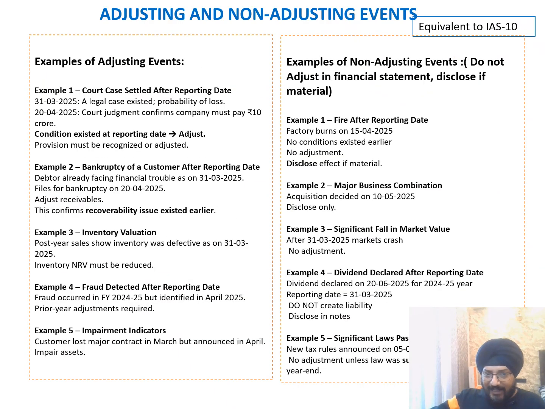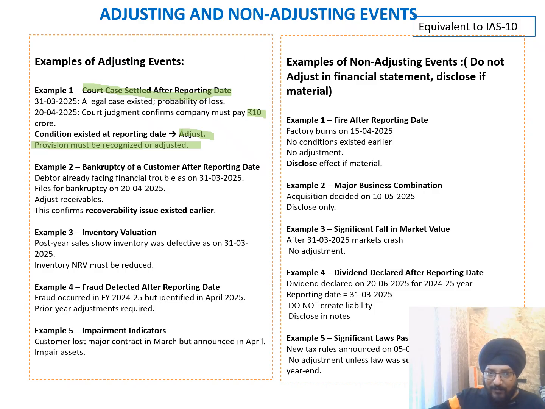Okay, so we'll quickly have a look at some of the examples. Few examples of these adjusting events. Example one, court case settled after the reporting date. On 31st March 25, a legal case existed with probability of loss. On 20th April, court judgment confirms that the company must pay 10 crore. The condition existed at the reporting date. Hence, we have to adjust it because the provision must be recognized, as there was already a condition or event that existed on 31st March 2025. So the legal case was there already.